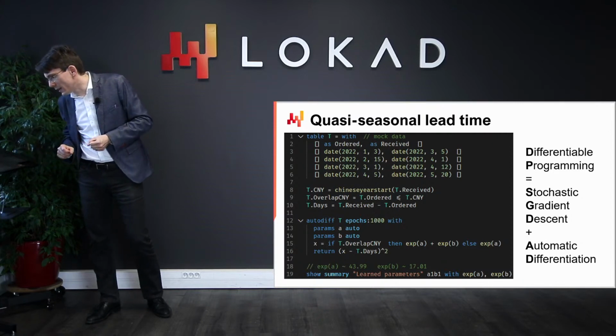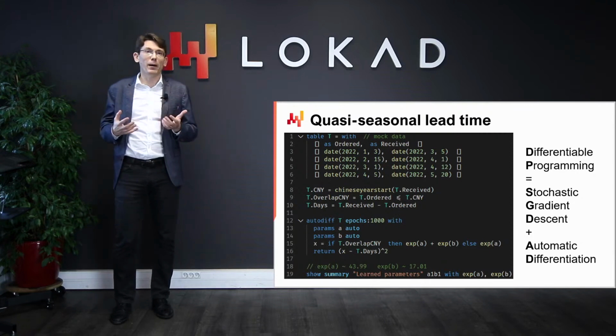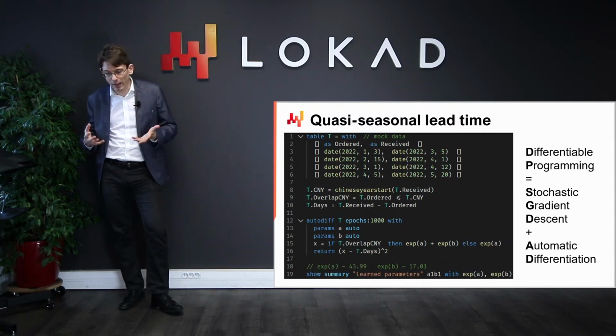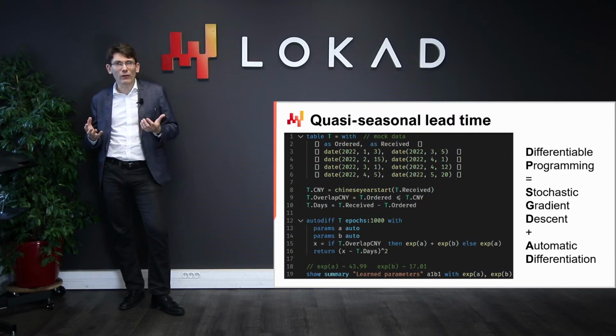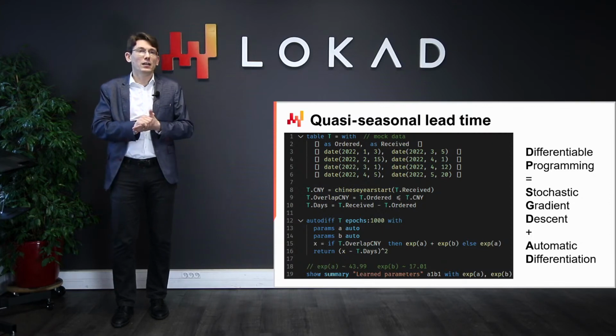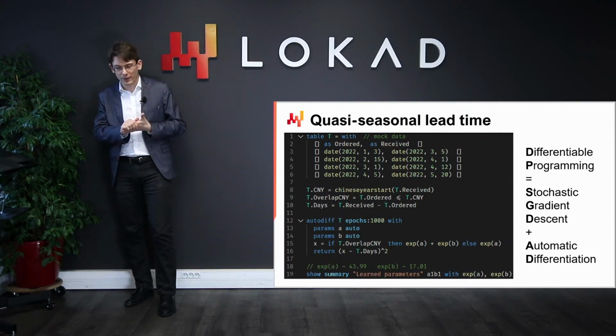At lines 13 and 14, 2 scalar parameters are declared. The autodiff block will learn those parameters. The parameter A reflects the baseline lead time without the Chinese New Year effect. The parameter B reflects the extra delay associated to the Chinese New Year.